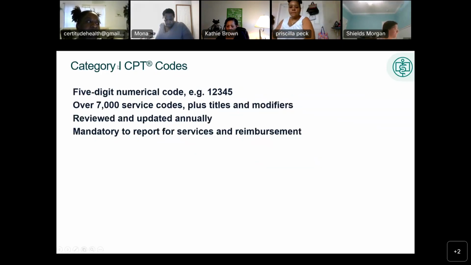So category 1 CPT codes, those are going to be the main ones that we focus on. The 5-character numeric codes. There's over 7,000 service codes plus titles and modifiers. The codes are reviewed and updated annually by a panel that is established by the American Medical Association, and it is mandatory to report these codes for all services that are provided by a doctor that require reimbursement.